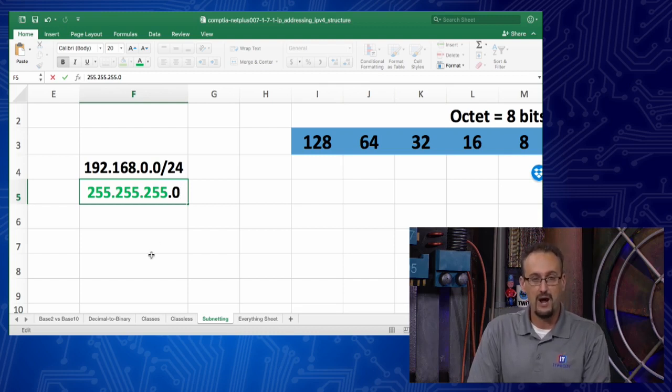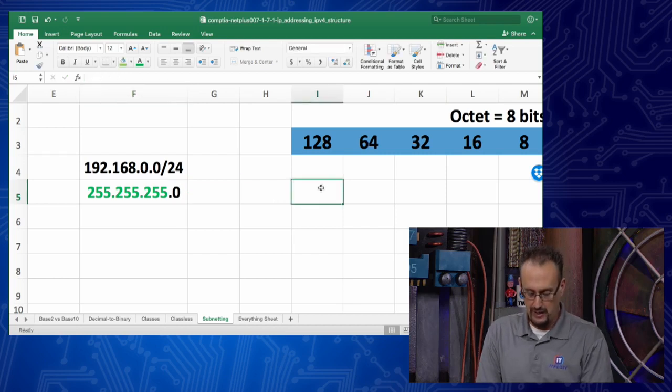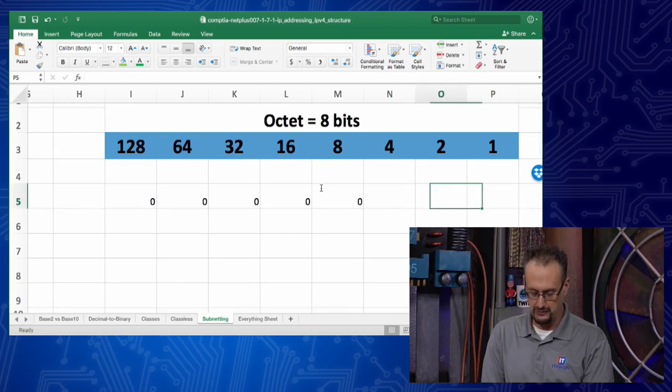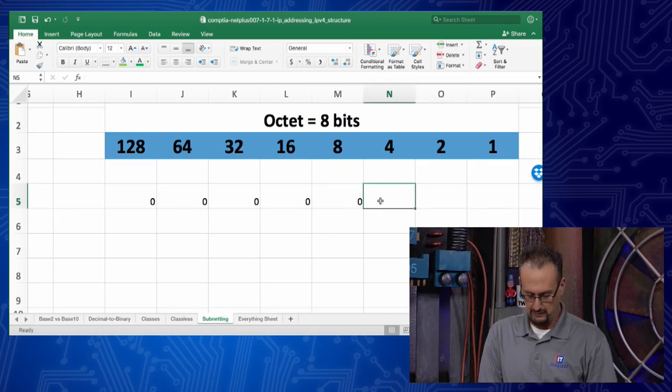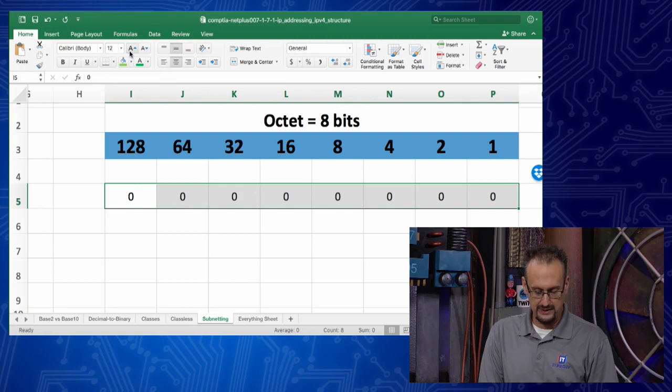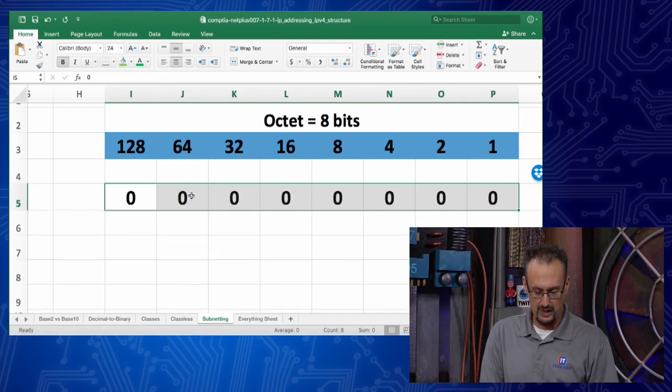All right, so what do we do? Well, we're going to take that octet and we're going to start it out as though it was host bits. All right, and yes, we're going to put it in binary. And let me do a little formatting here and make this a little easier to see. Very nice. All right, there we go.